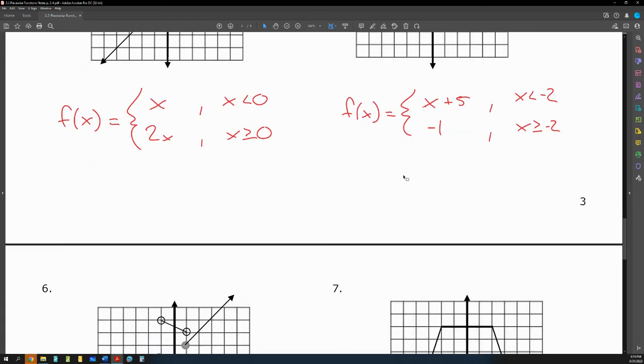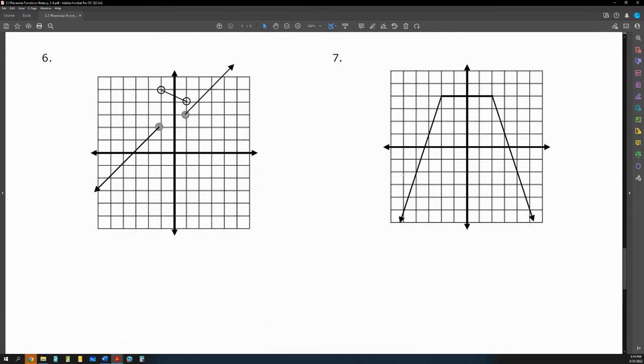Okay, let's try a few more. Flip the page, number 6. Here we have 3 pieces, each linear. So we'll call this f of x is equal to the piecewise function. This left-hand piece, it doesn't quite cross, but this has a slope of 1. So we go up 1 to the right 1. And if we were to extend this line, it would have a y-intercept of positive 3. So the expression for this first piece is x plus 3. Now the domain here is all x less than or equal to negative 1. It's everything to the left of negative 1, and including.